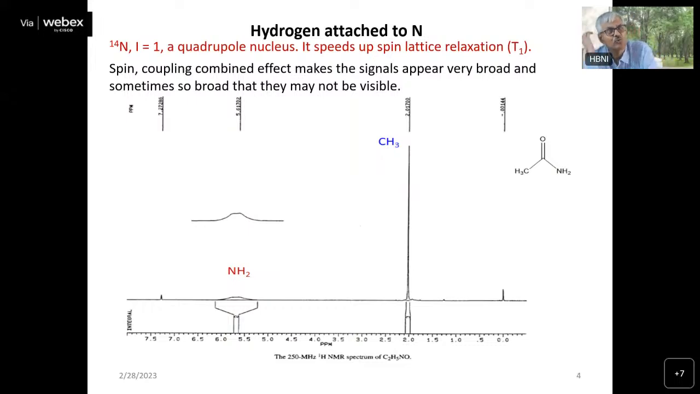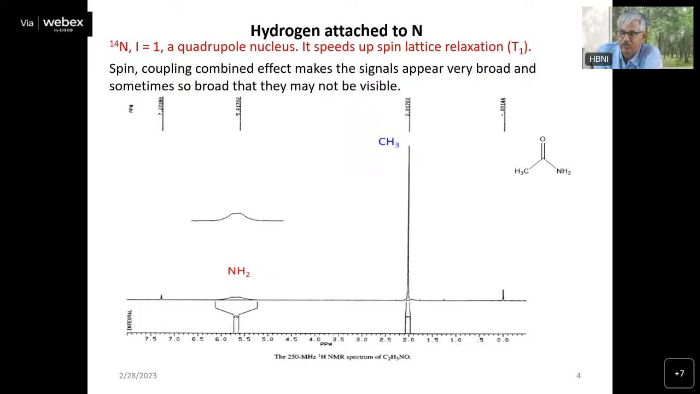Now there is another issue which is not present in oxygen, but which you see in nitrogen containing compounds. The 14N nitrogen is a quadrupolar nucleus because its I value is 1, and because of this quadrupolar nucleus, it speeds up the spin lattice relaxation process, or T1 process. So it affects the broadening of the signal. Due to this spin and coupling, the combined effects make the signal appear very broad, and sometimes so broad that you may not be able to see it, as it goes into the baseline.